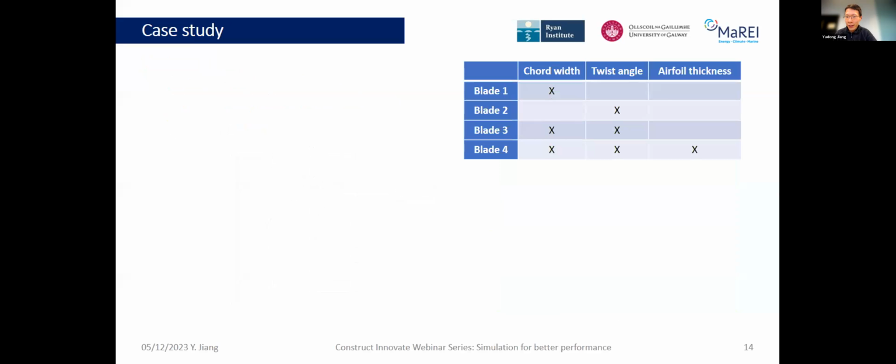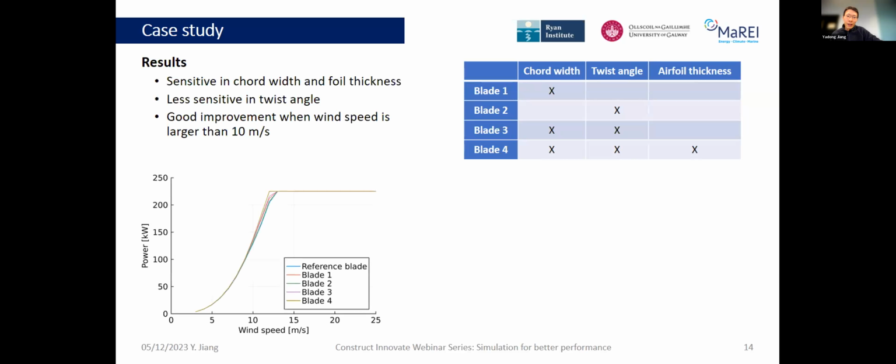In this case study, we did 4 case studies. For the first one, we just optimized the chord width of the blade. For the second one, we optimized the twist angle of the blade. For the third one, we optimized both the chord width and twist angle. And for the last one, we considered every parameter. So here are the results.